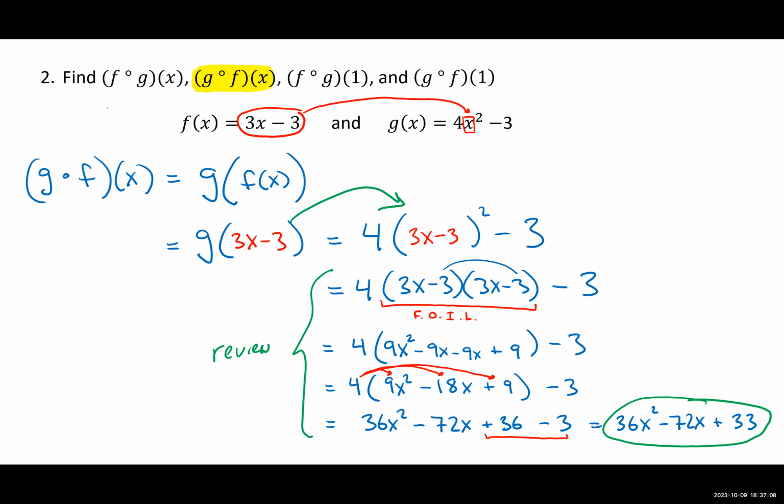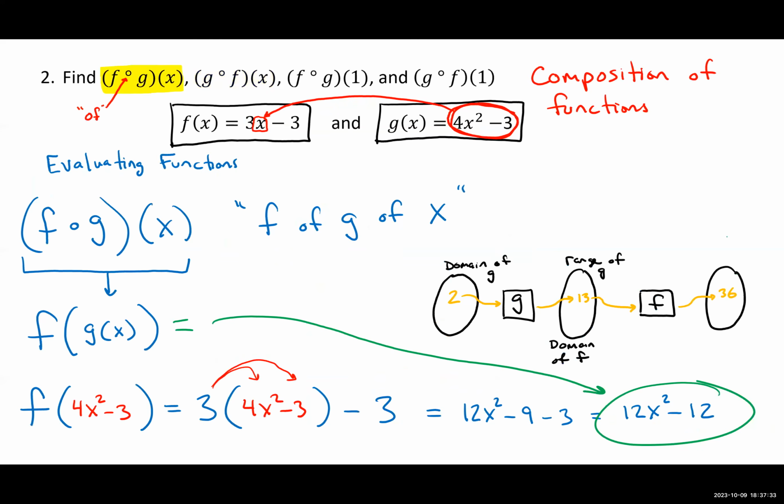Okay, so that's f of g of x, g of f of x. Now the next two are using a number. It's f of g of 1 and g of f of 1. I'm going to go back to that image I wrote on the previous slide, because we basically already did those last two problems. I just used a different number. I used the number 2 instead of the number 1.